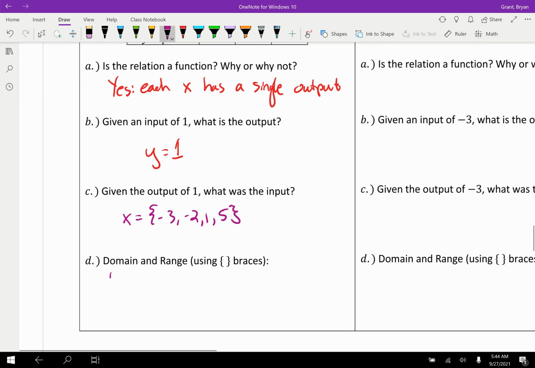Domain and range, we're going to remember this. The domain is the x, and that's pretty nice there. The range is the y, and that's a really easy one because there's only one y value.